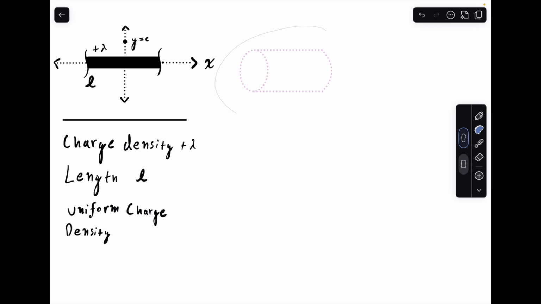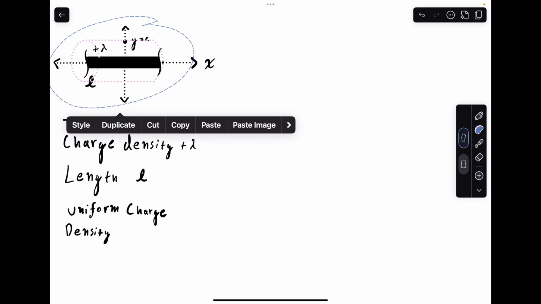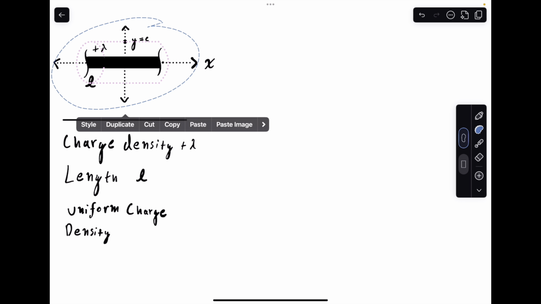So let's look at this. Let's imagine this little cylinder. This is a pink cylinder, right? So what I want you to imagine is, let's say we take this imaginary pink cylinder, called a Gaussian surface, and I make it coaxial with my line of charge, right?